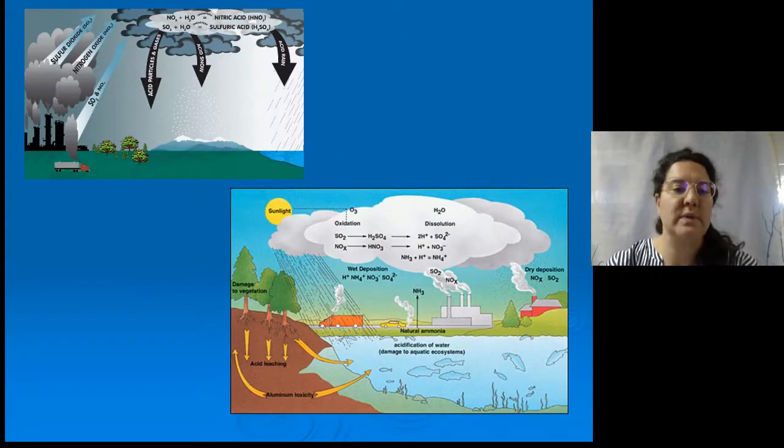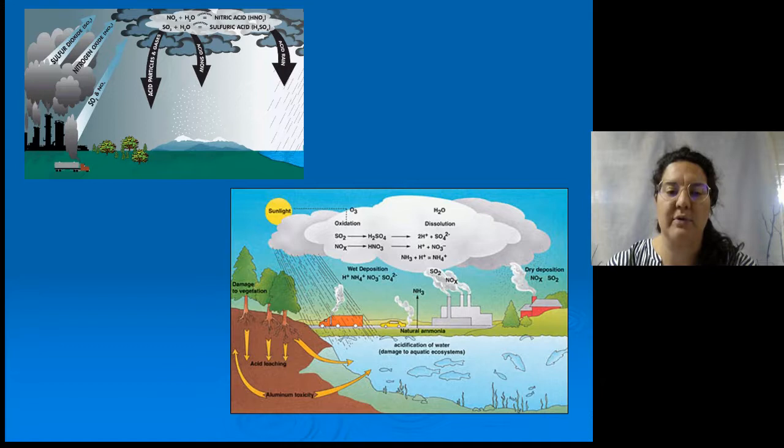So when we look at these images, we can see that sulfur dioxide and nitrogen oxides are released in the combustion of different fossil fuels. And when they combine with water in the atmosphere, they can form nitric acid and sulfuric acid, and then will fall to the ground as acidic precipitation.